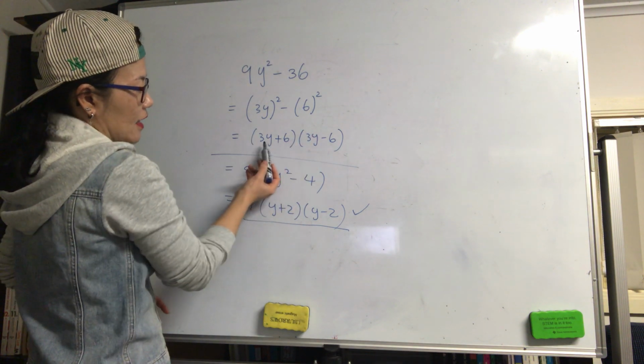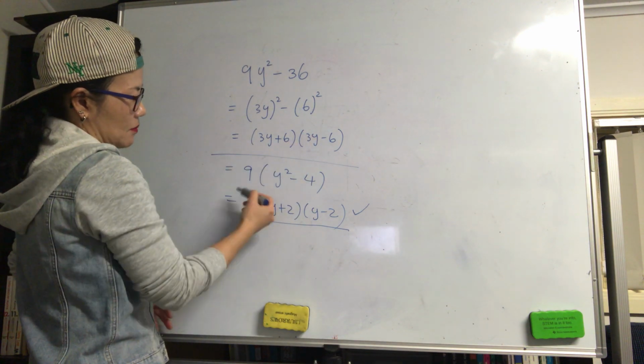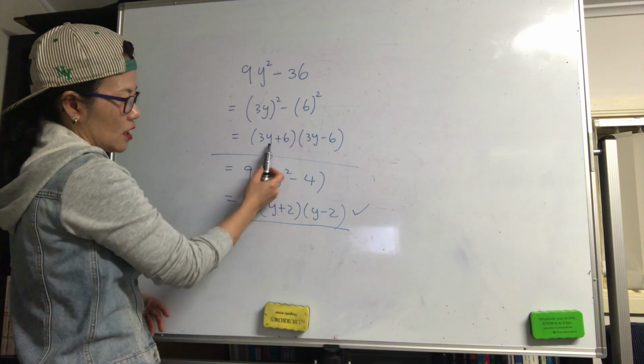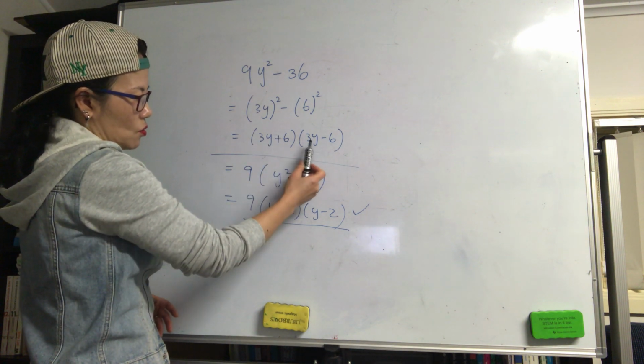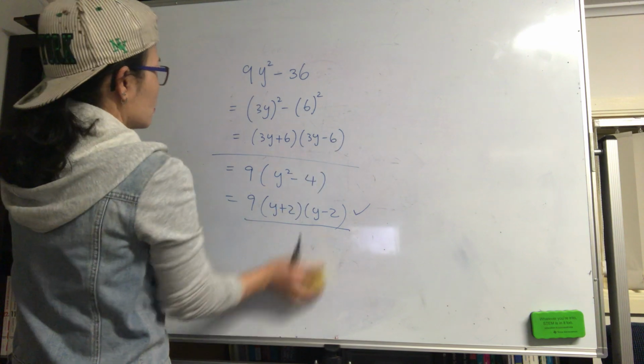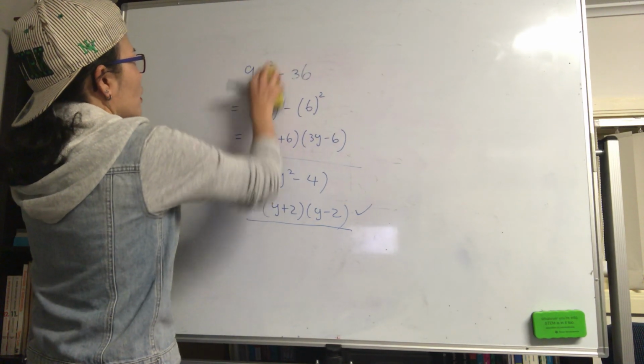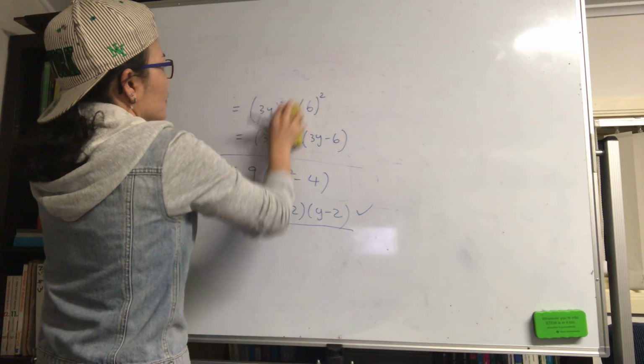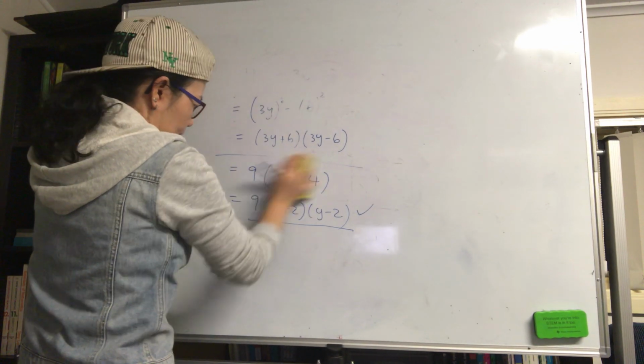And you can take the 3 out and it'll be the same as 9, because when you take out 3 here and when you take out 3 here, it'll be 9. It'll be y plus 2, y minus 2. Okay, so that's all done. Next one is another one.